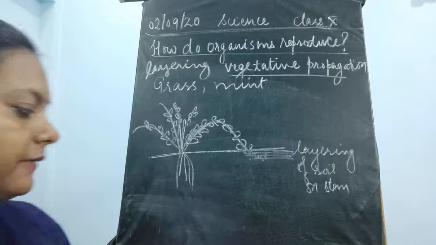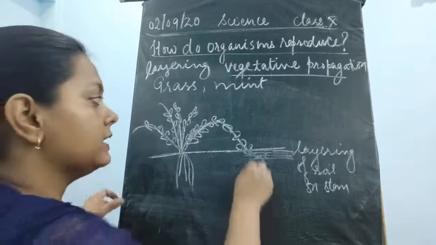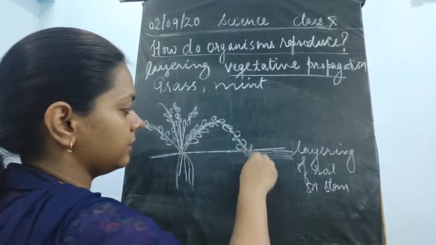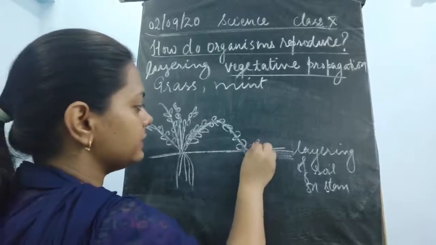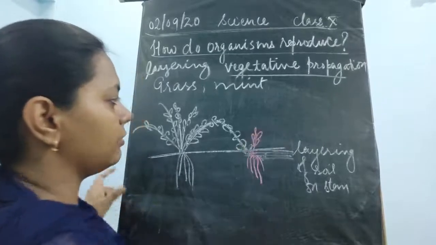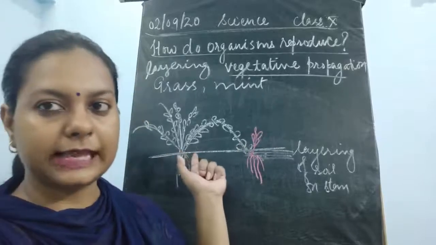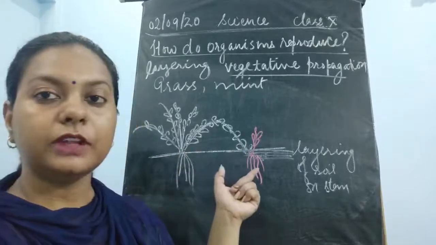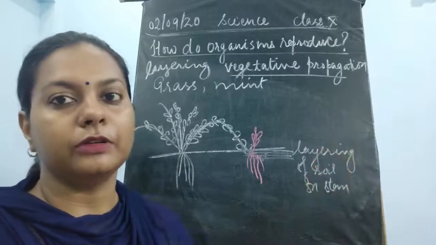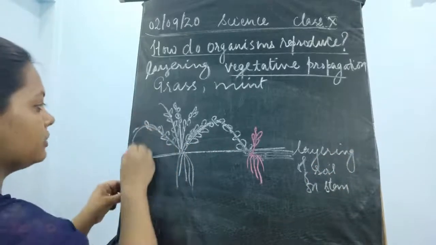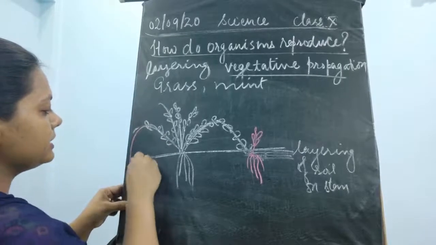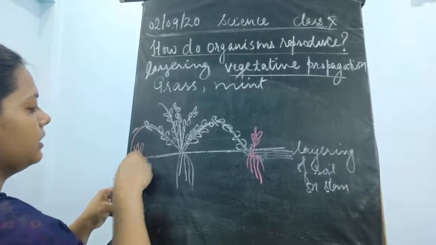Now what happens, after some time we will see that small roots are developing, and soon after this we will see that a new plant is coming out. No doubt the plant would be the same, but the new plant is going to come out. Okay, similarly we can pull the branch from this side also. We can layer this and again we can see that a new plant is coming out.